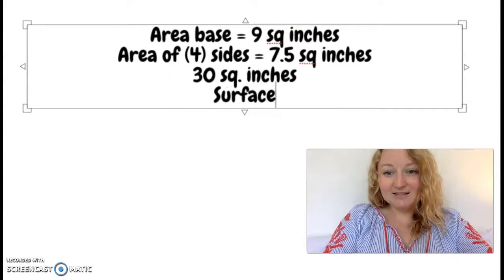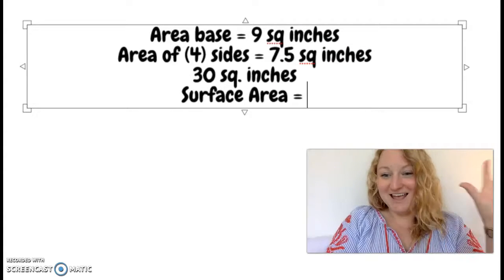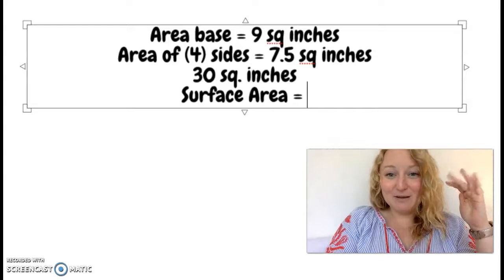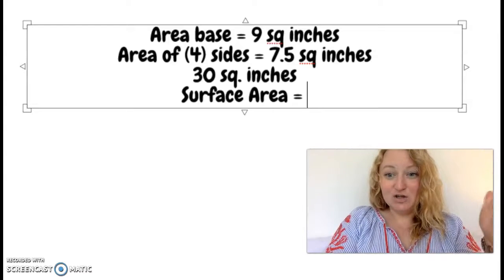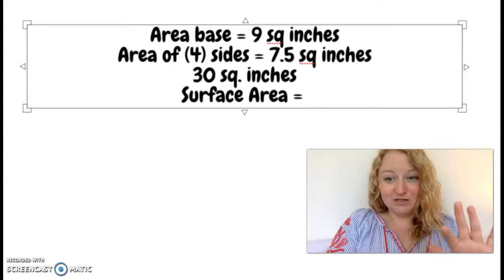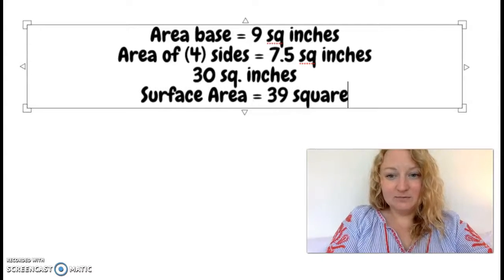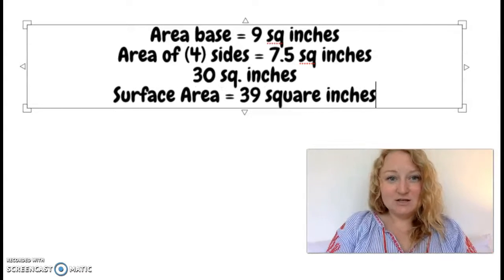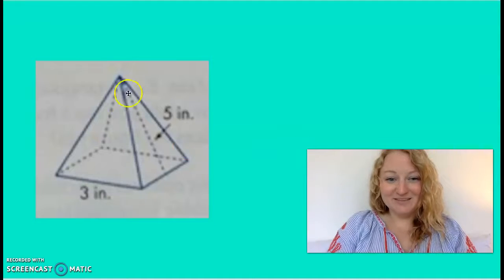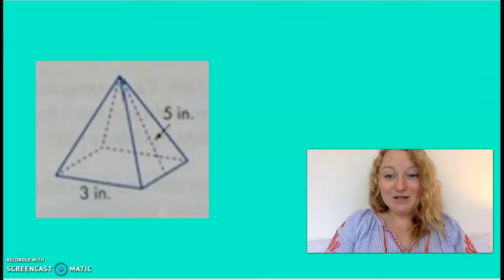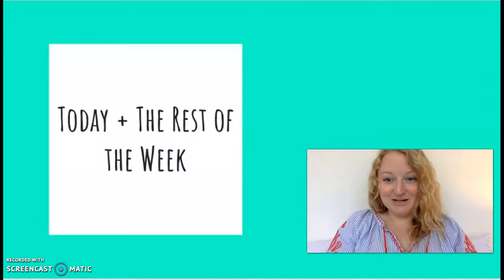So my last step to find the surface area is to add it up. The area of my base was 9 square inches. The total of my 4 sides was 30 square inches. So I'm going to add them together to get 39 square inches. So my surface area for this prism is 39 square inches. Okay, it's a lot. It's a lot to keep track of, but you got this. You know how to do it.